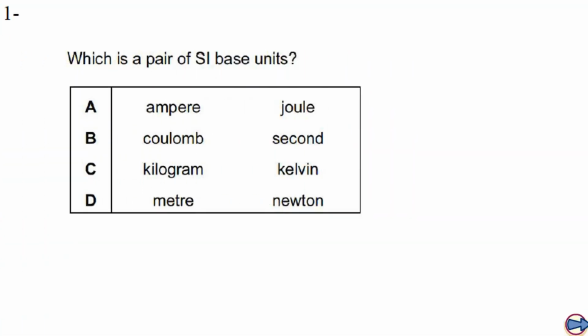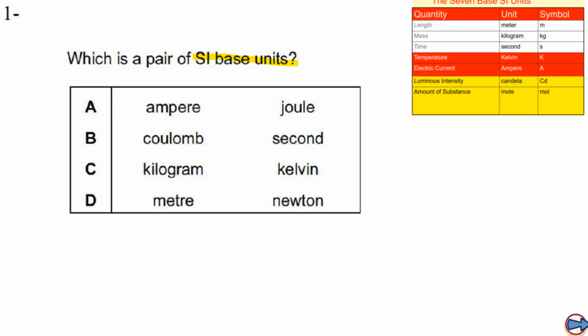Here is our first question, and this question is simply asking us about SI base units. As you can see here, SI base units, not quantities. So often students get confused with units and quantities. Actually there are 7 SI base units and 7 SI quantities, as you can see here.